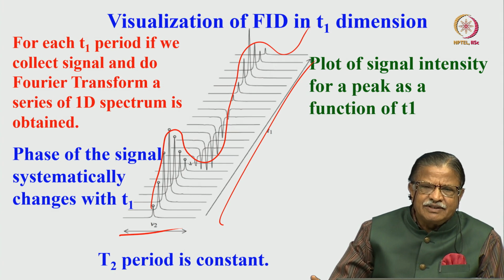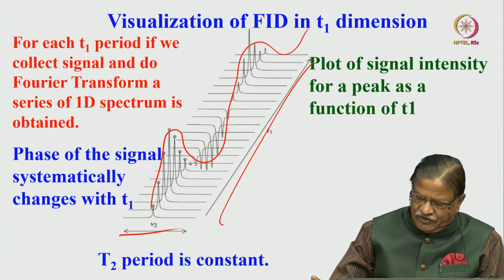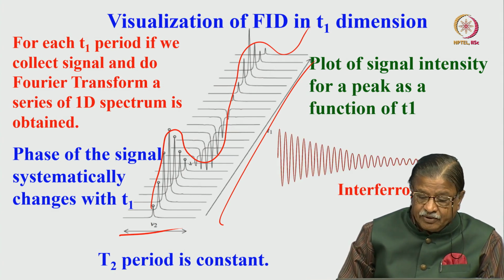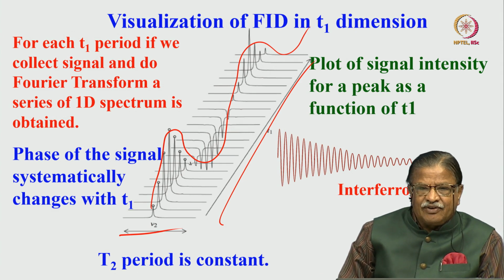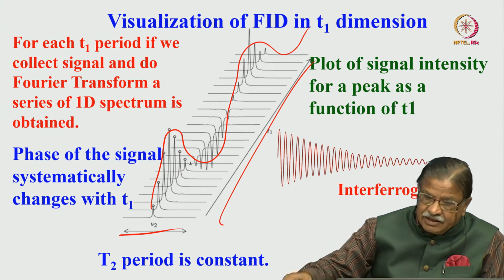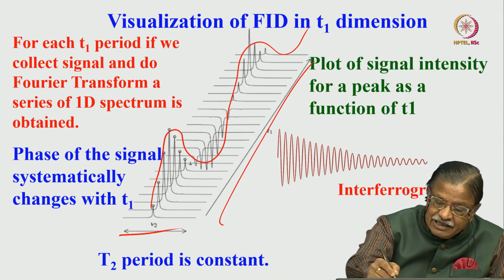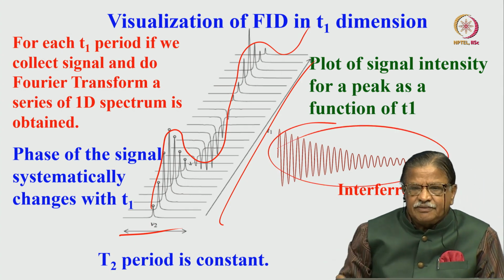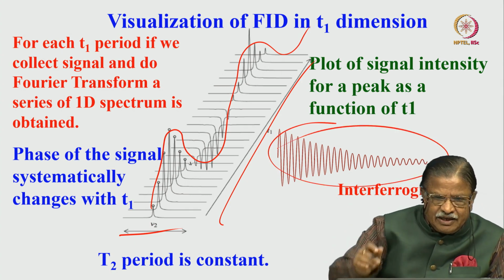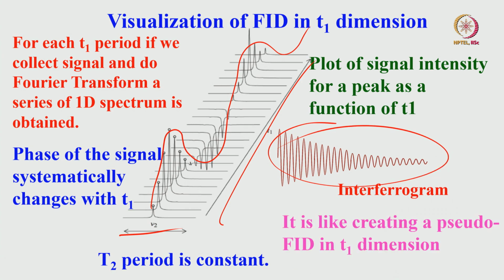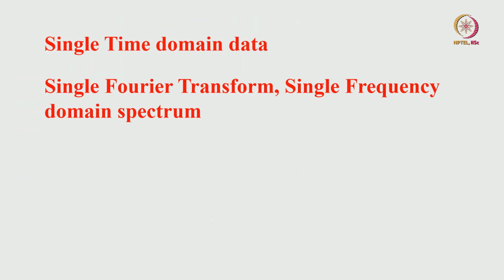We will see the plot of the signal intensity for a peak as a function of T1. How it is going to happen. And this is an interferogram. This signal oscillating here like this is like an interferogram, a time domain signal, similar to what we saw in the T2 period. It is what we did, we created a pseudo FID. A pseudo FID is created similar to the FID which we have collected the signal in the T2 domain.